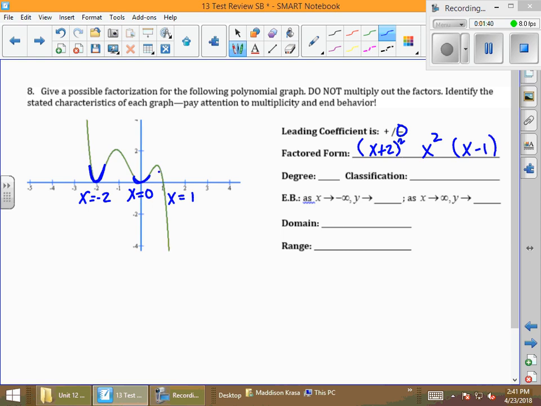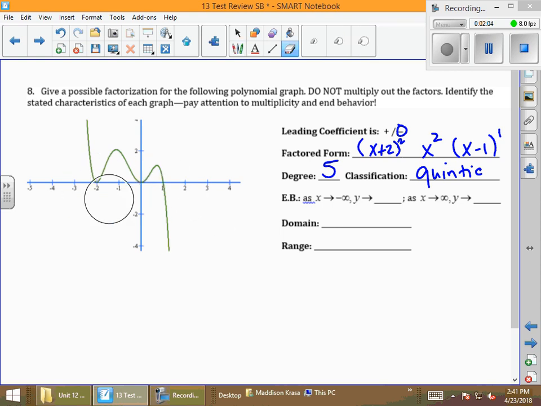Now, the nature on this one is a straight line. It goes through that axis at a straight line, so that's going to have a power of 1. If we add all of our powers up, the 2, the 2, and the 1, that's a total degree of 5, and we call that quintic. That's called quintic.